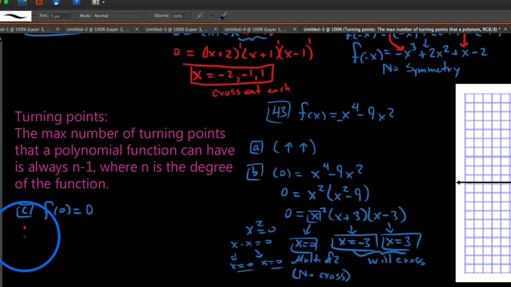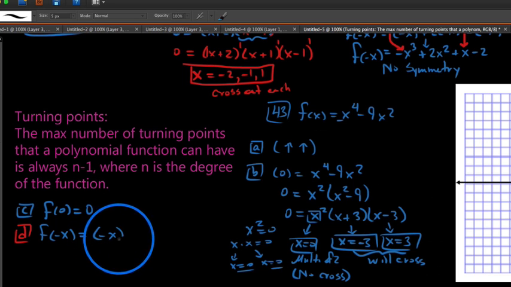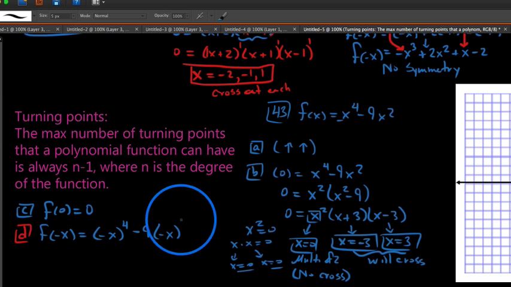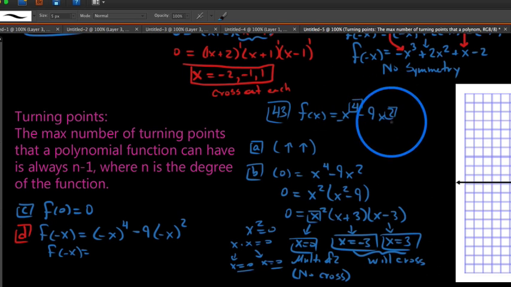Okay? So for letter D, we definitely want to check for even and odd. Let's plug in a negative x wherever we see an x. Showing my work, this is negative x to the 4th minus 9 times negative x to the 2nd. But what I want you to know is whenever you plug in a negative x, the only terms that switch are terms that have an odd exponent. Both of these are even.